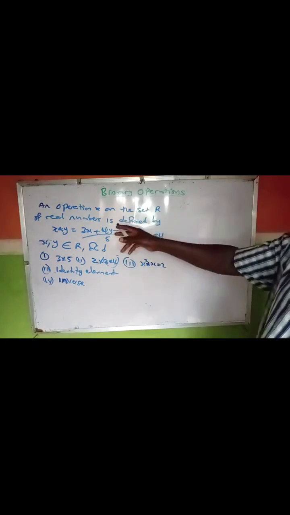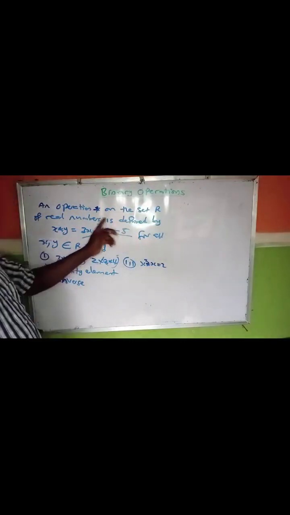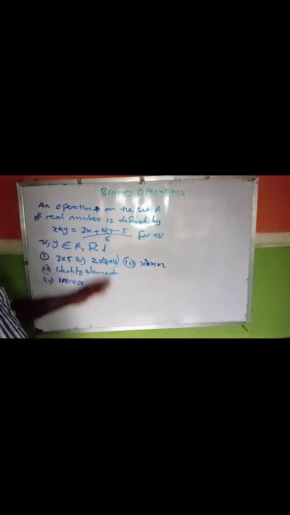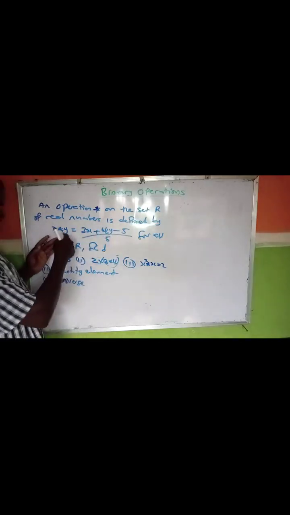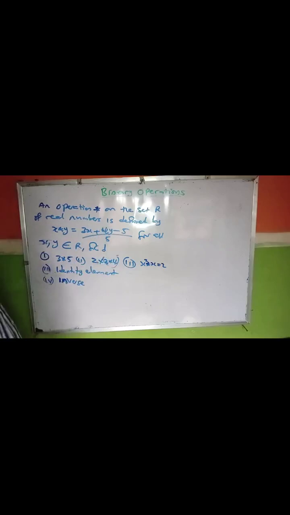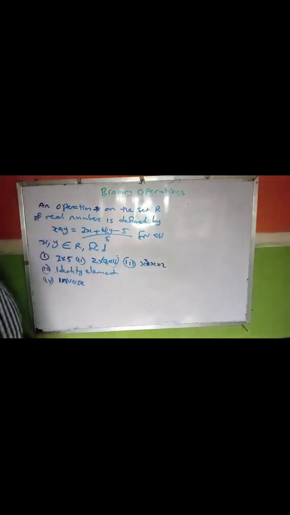Here is an operation. This asterisk is defined on the set R of real numbers. It is defined by x asterisk y is equal to this. For all this, you have to find this, then the identity element and inverse. So I put this question together like this.